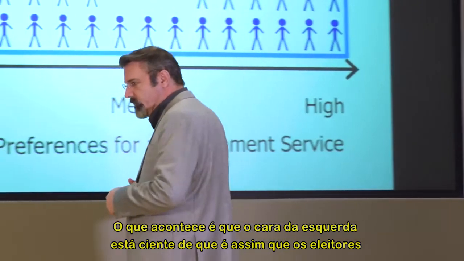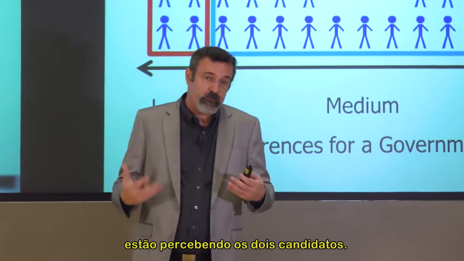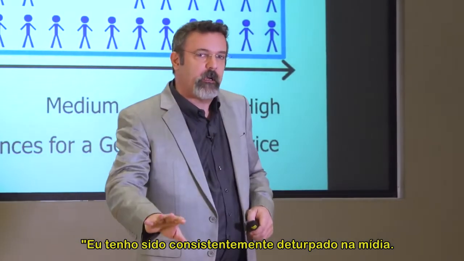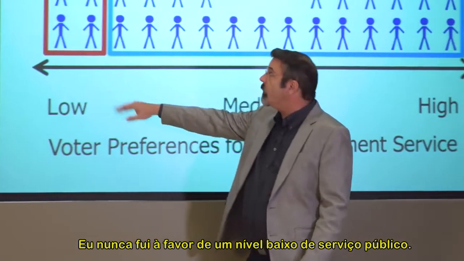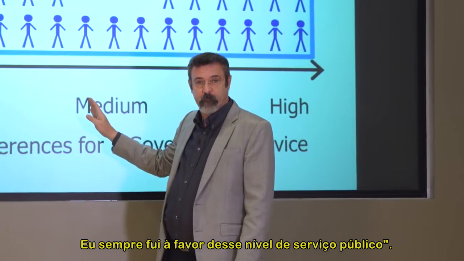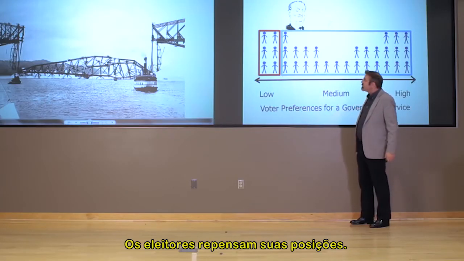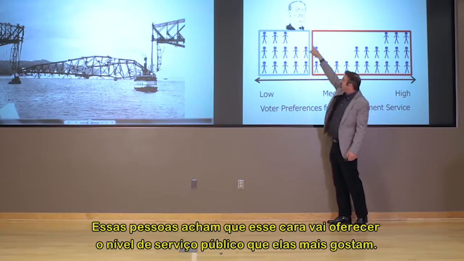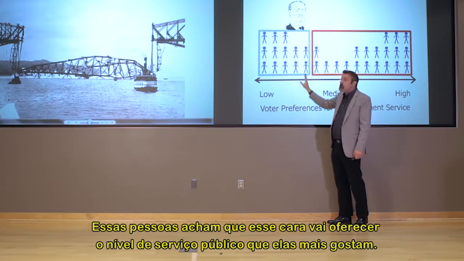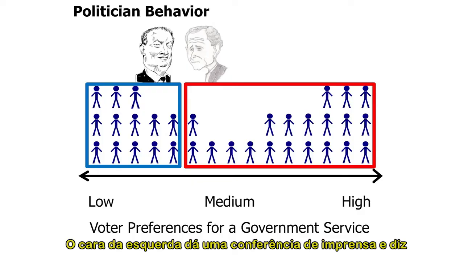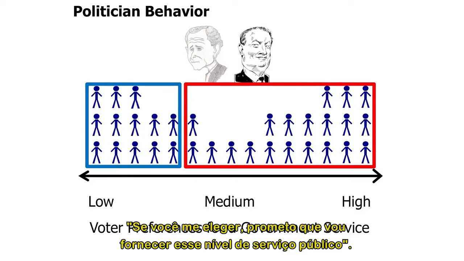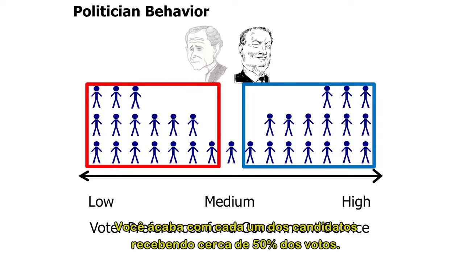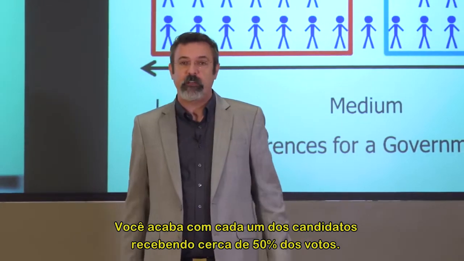Well, the guy on the left is aware that this is how the voters are perceiving the two candidates, and he will alter his position. He'll come out and say, I have been consistently misrepresented in the media. I have never been for a low level of government service. I have always been for this level of government service. And now the voters rethink their positions. These people think that this guy is going to offer the level of government service they like the best. These people think this guy is going to offer the level of government service they like the best. So what does the guy on the left do? The guy on the left holds a press conference and says, if you elect me, I promise you I will provide this level of government service. And now all these voters like this guy, these voters like this guy, and you end up with each of the candidates getting about 50% of the vote.